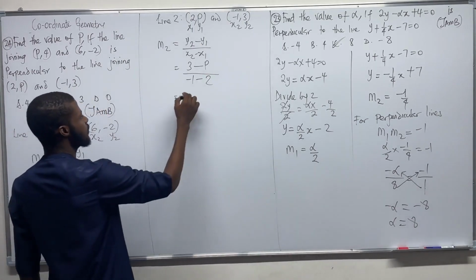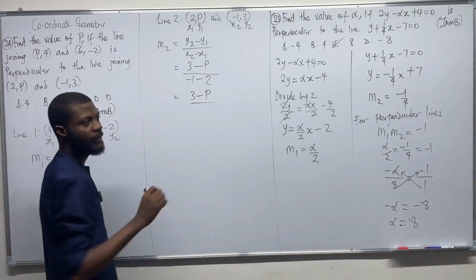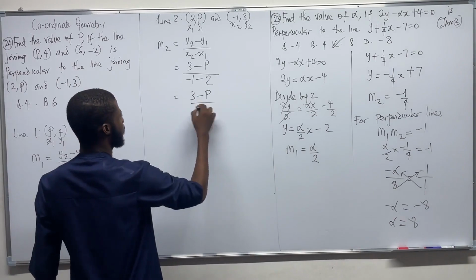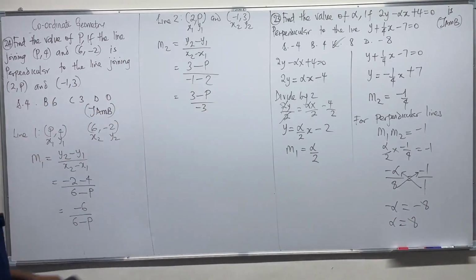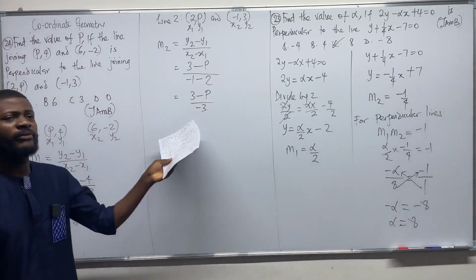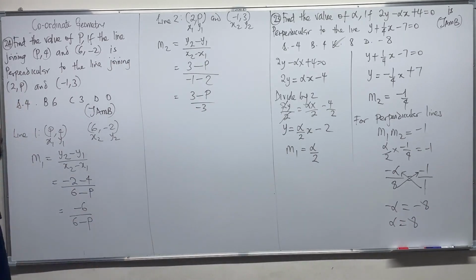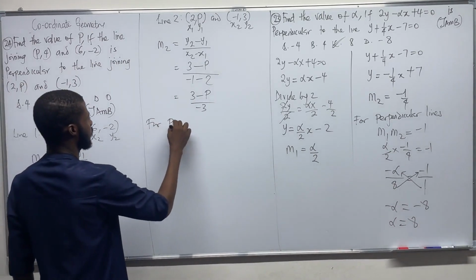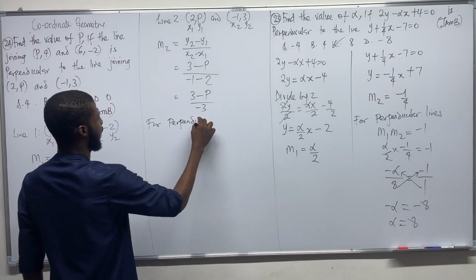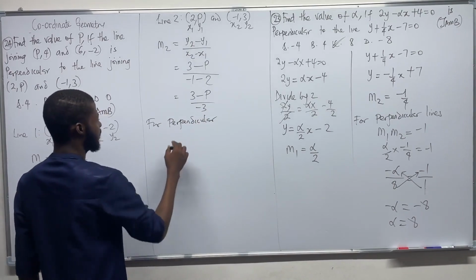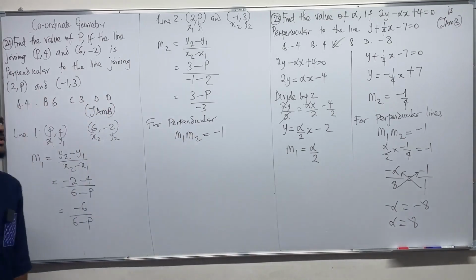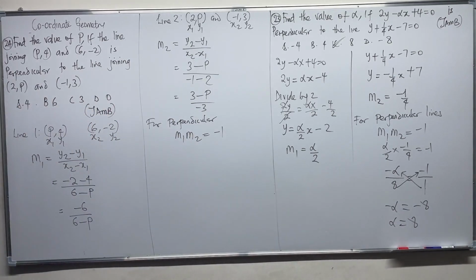So this becomes 3 minus p, that part stays the same. Minus 1 minus 2 is minus 3. So I'm going to leave every single thing like this. There would have been a way to remove the minus, but let me leave it that way. Now, because the two lines are perpendicular, for perpendicular lines, I will say that m1 times m2 must equal minus 1. It's a must. m1 times m2 must equal minus 1.